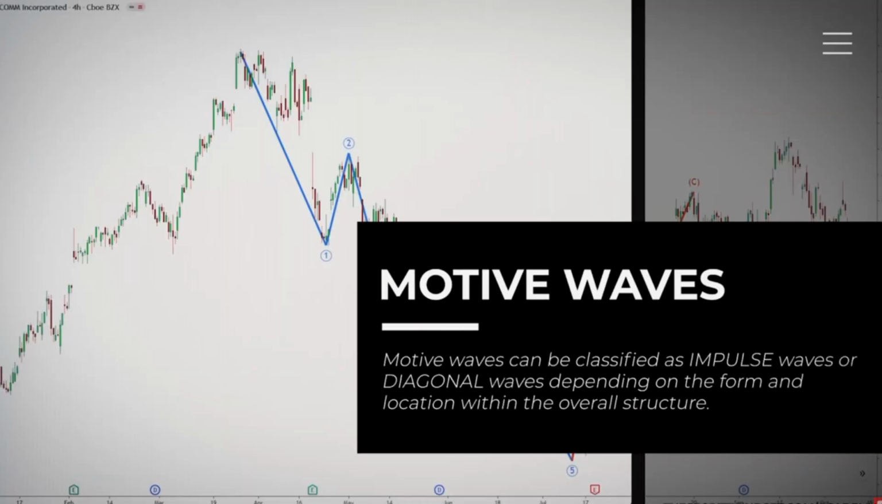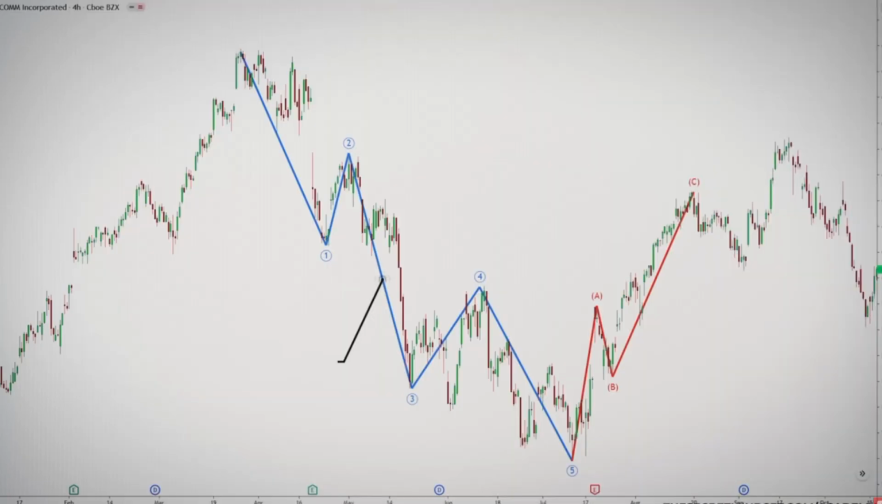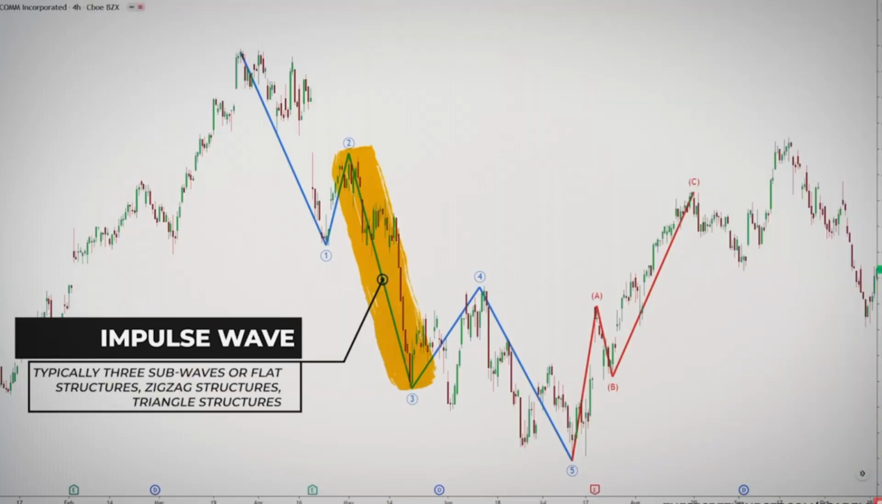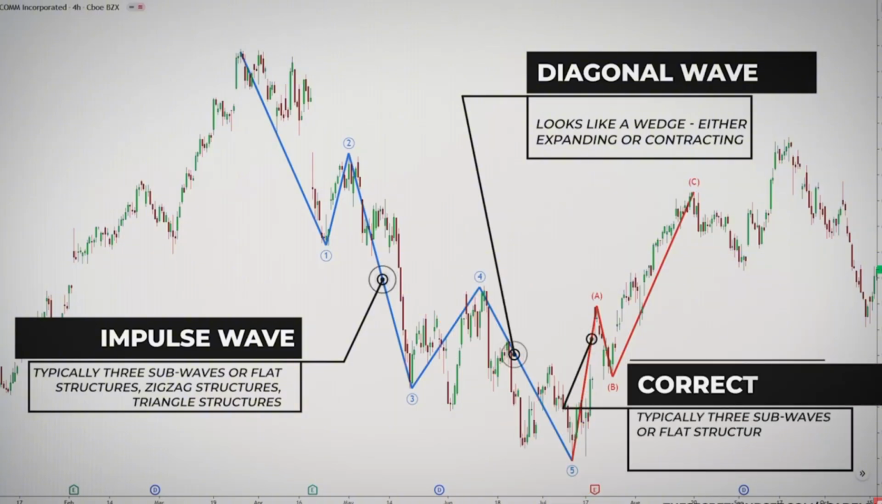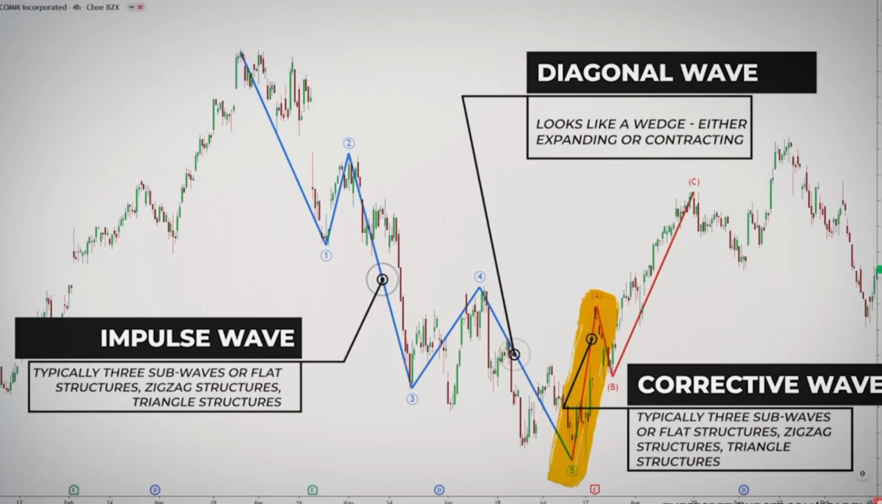Motive waves can be classified further as impulse waves or diagonal waves, depending on the form and location within the overall structure, and both are the most common forms of motive waves and the easiest to spot in the market. The diagonal wave also moves the market in the direction of the trend. The difference is that the diagonal wave looks like a wedge, either expanding or contracting. Corrective waves are generally classified as either flat, zigzag, and triangle structures, or double or triple combinations.